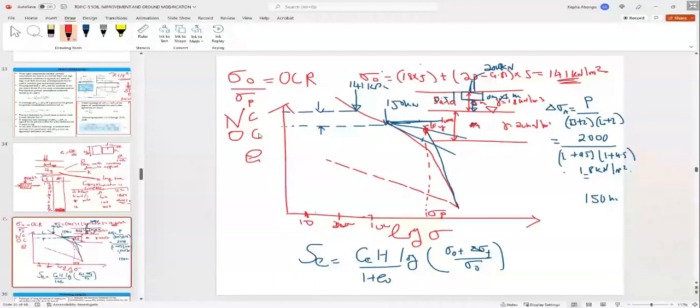OCR will determine whether the soil is normally consolidated or over consolidated. If OCR is less than 1, soil is over consolidated. If OCR is greater than 1, soil is normally consolidated. You understand? Any soil that has an OCR less than 1 will not undergo much consolidation. If it's more than 1, it will undergo a lot of consolidation.